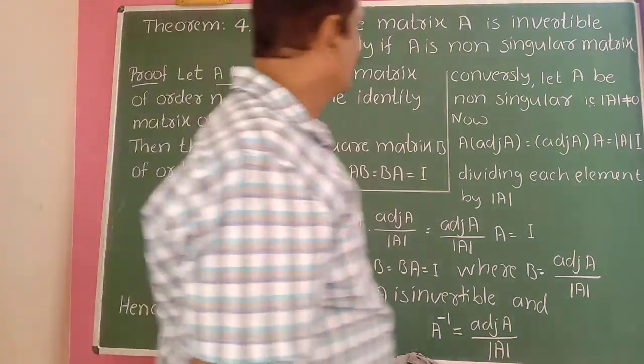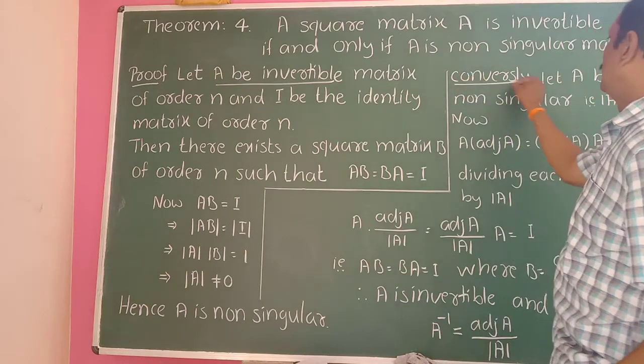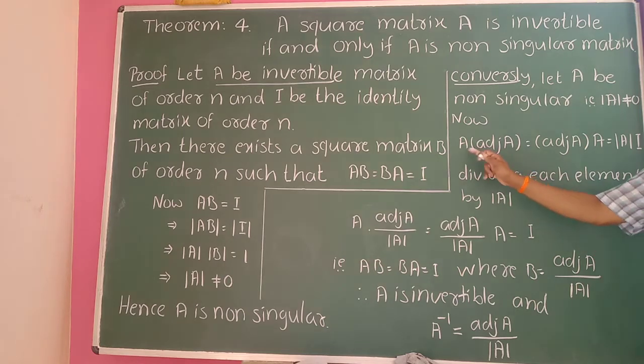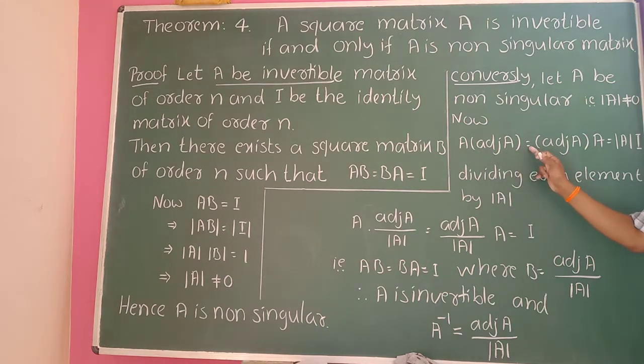Now the converse. Conversely, let A be a non-singular matrix. Then you prove A is invertible. Take care: in this case, A is non-singular means the determinant of A is not equal to 0. Then according to the first theorem, A into adjoint of A is equal to adjoint of A into A is equal to determinant of A into I.